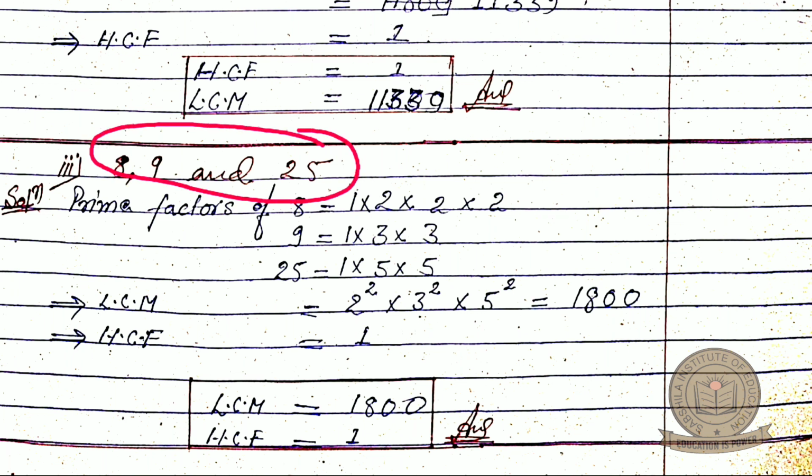If you will see 3 numbers, here is given 8, 9 and 25. I have found the factorization of 8, then I have got 1 into 2 into 2. I have found the factorization of 9, that is 1 into 3 into 3, and I have found the prime factorization of 25, 1 into 5 into 5. Then if you will find the LCM, you will get what? 1800, and if you will find the HCF, you will get what? 1. So LCM is 1800 and HCF is 1.